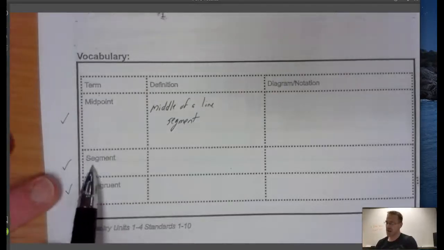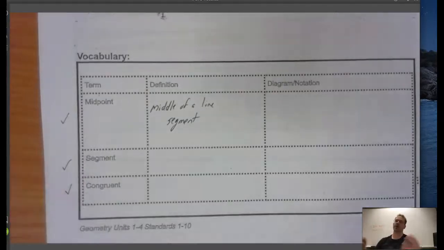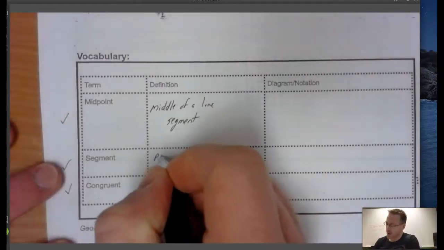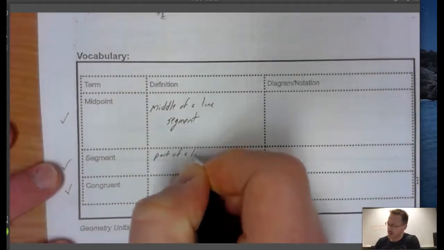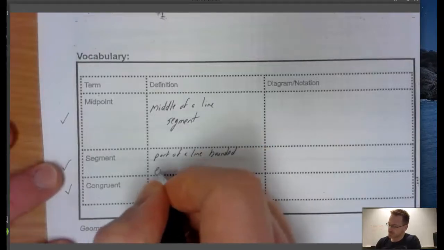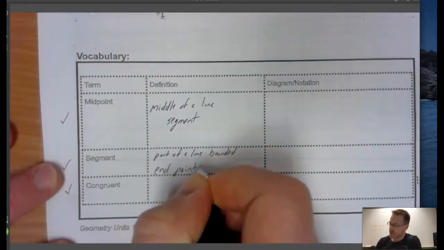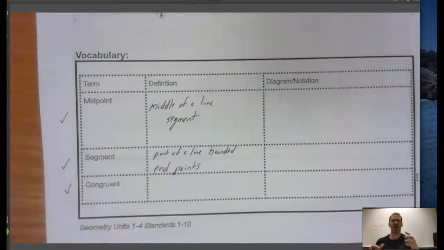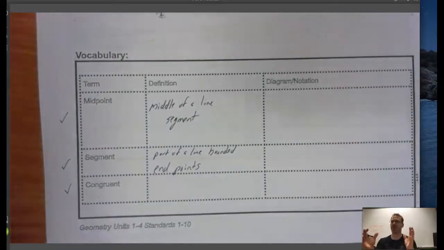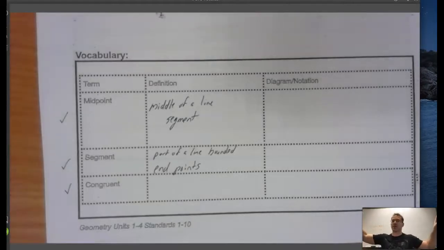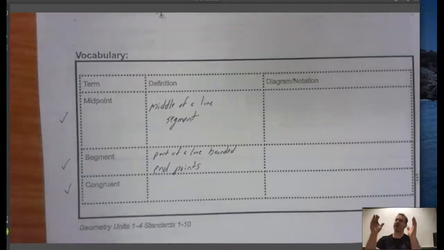And then what I'm going to say here is, okay, so what's a line segment? A line segment is part of a line, bounded by endpoints. And maybe we should have put segment first, so you have the idea of a segment, and then we could go to midpoint. But a segment is just part of a line, bounded by endpoints, because a line technically goes on forever in both directions, so it's an infinite distance. So if we want to find a midpoint, we have to have a finite distance.